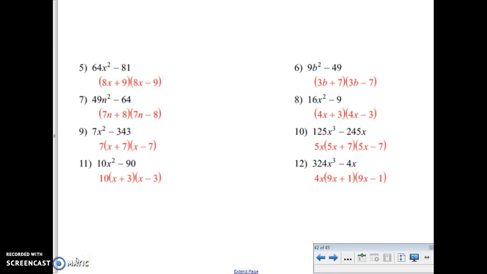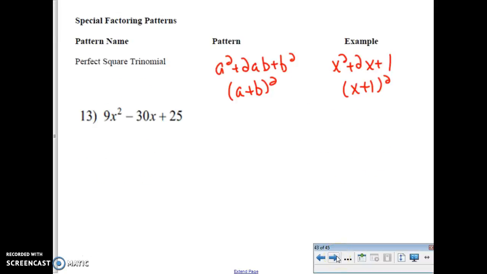So, you guys were asked to factor sum and difference factoring patterns. This is what you should have gotten for the last 8 questions. If you have questions, just don't hesitate to ask. But what we want to do is jump into another type of factoring pattern. It's called a perfect square factoring pattern.